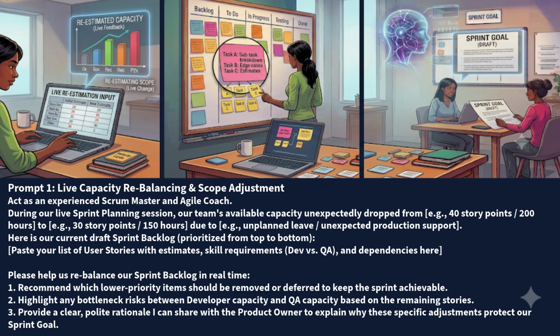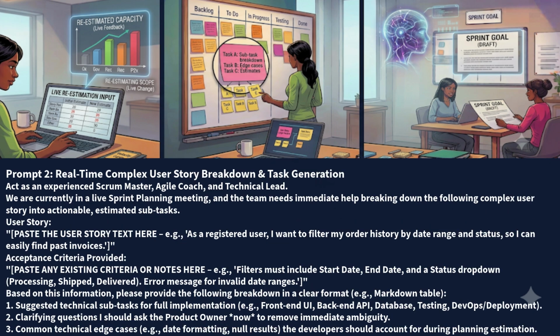Please help us rebalance our sprint backlog in real time. 1. Recommend which lower priority items should be removed or deferred to keep the sprint achievable. 2. Highlight any bottleneck risks between developer capacity and QA capacity based on the remaining stories. 3. Provide a clear, polite rationale I can share with the product owner to explain why these specific adjustments protect our sprint goal.